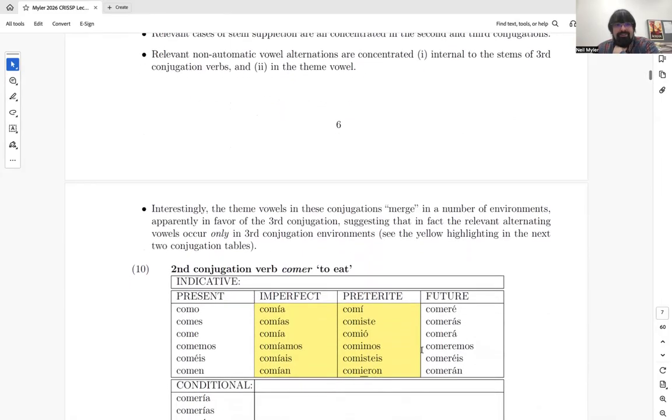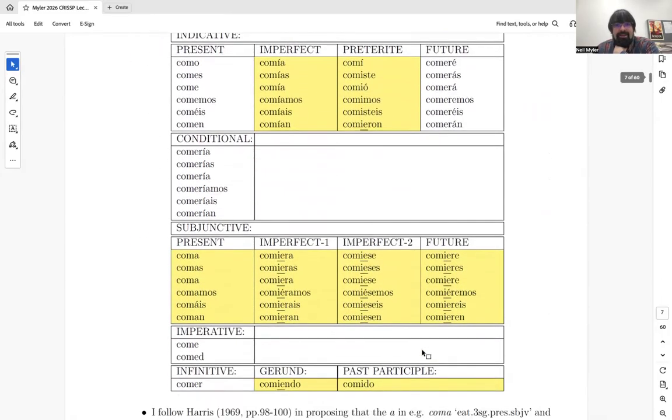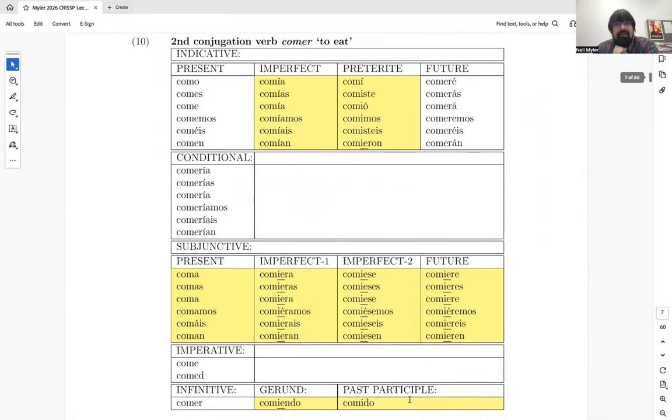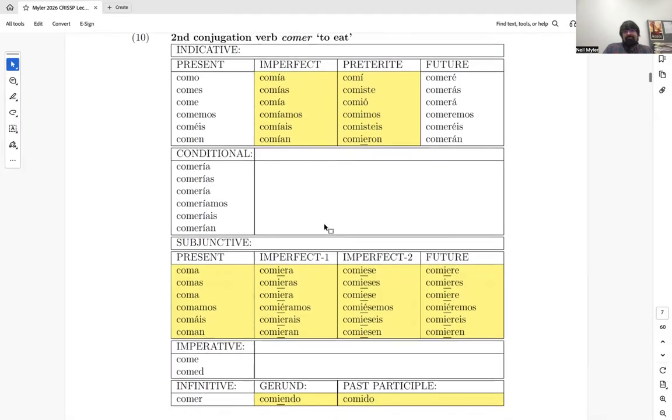Now, on that collapse, see here. The yellow shaded cells are ones where the relevant endings are identical in the second conjugation verb comer and in the third conjugation verb vivir, whose paradigm appears on the next page, if I'm not mistaken. You can see you've got comía, comías, comía, comíamos, comíais, comían. Then in the preterite, comí, comiste, comió, comimos, comisteis, comieron. And the E there is that theme vowel.